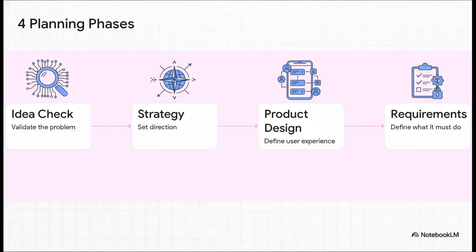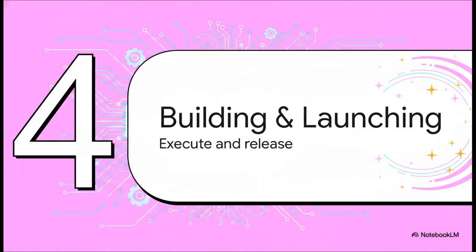First, the idea check. You use AI to validate if the problem is actually worth solving. Second, strategy. You set your direction and figure out exactly who you are building this for. Third is product design. This is where you map out the actual user experience, like where the buttons go and what they do. And finally, requirements, defining exactly what the product must do, writing down the strict, non-negotiable rules the AI has to follow. You figure out what it is, who it's for, how it works, and the rigid rules it has to obey.